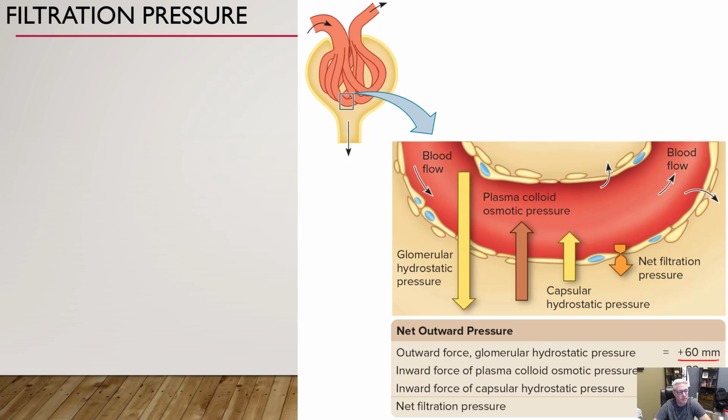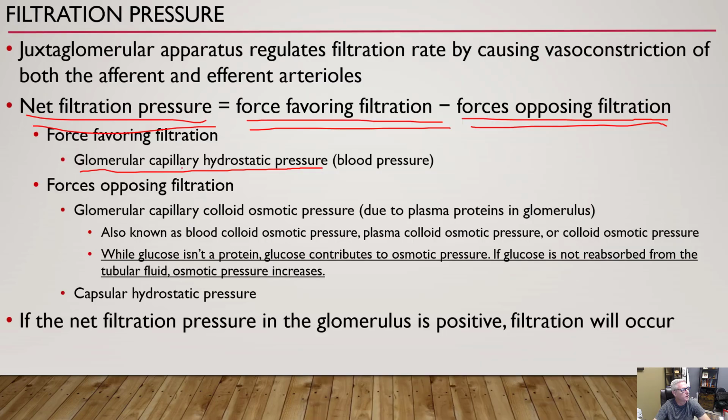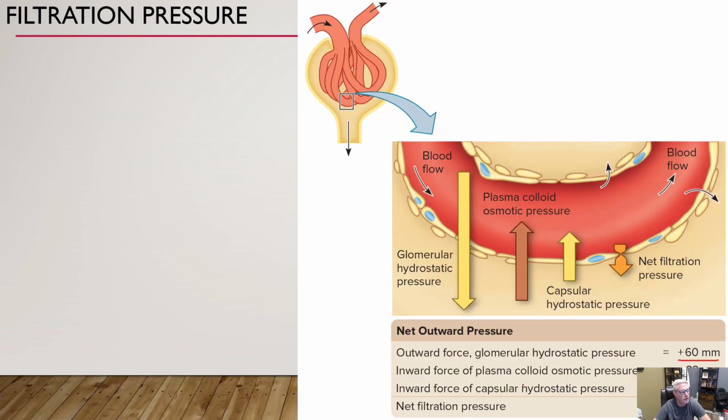So here it says it's 60, and then minus our plasma protein pressure, or our glomerular capillary colloid osmotic pressure, whatever we want to call it. Here it says it's 32.